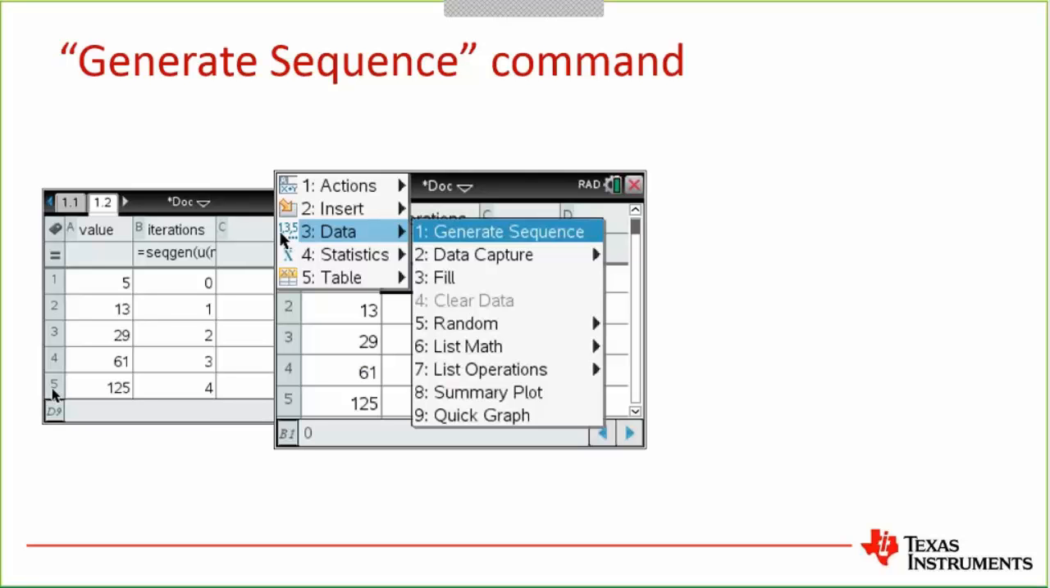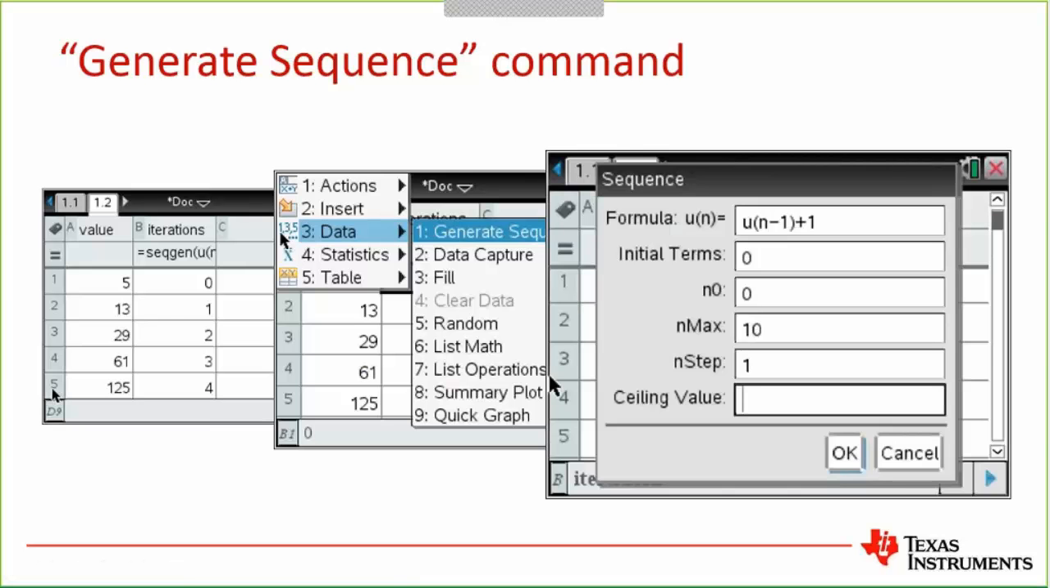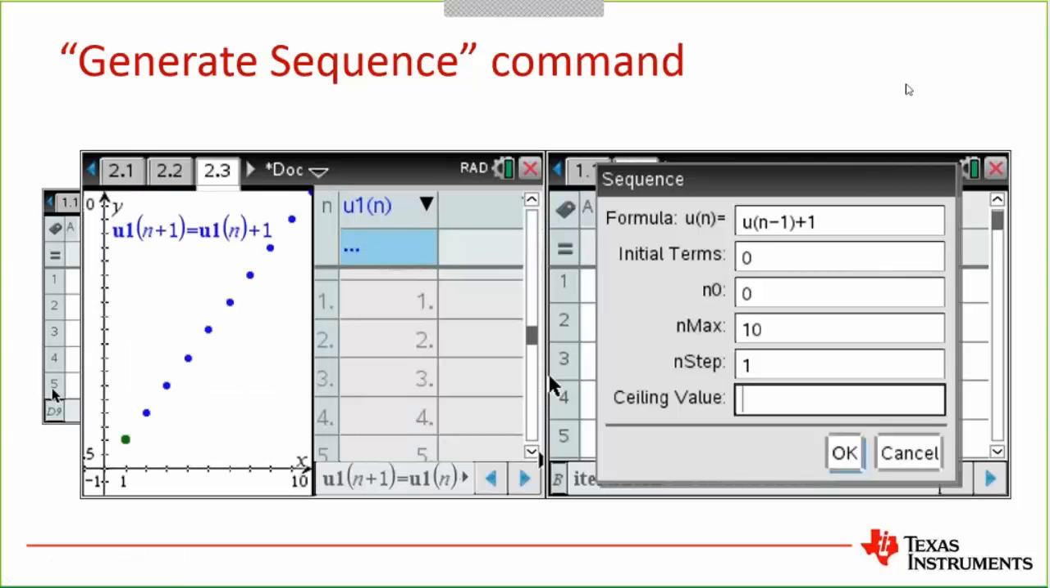In a spreadsheet, if you go to Data, Generate Sequence, then you can set up the formula like this. The U bracket n means the nth term. You see here it's being defined in terms of its previous term. The nth term equals the n minus 1th term plus 1 more, and I'm going to count 10 times. What that will do is add up a sequence of numbers counting by 1.